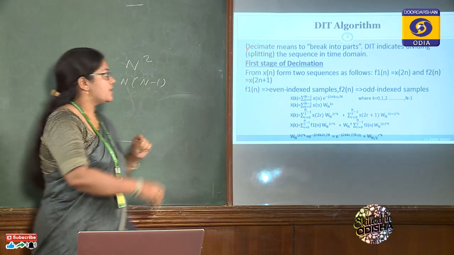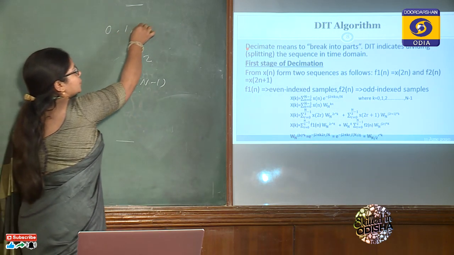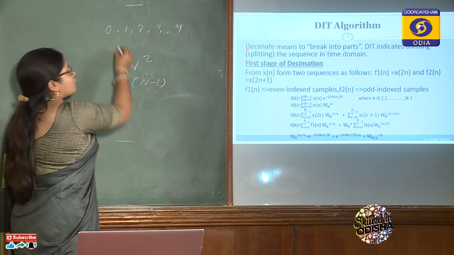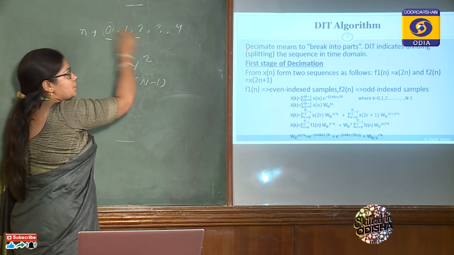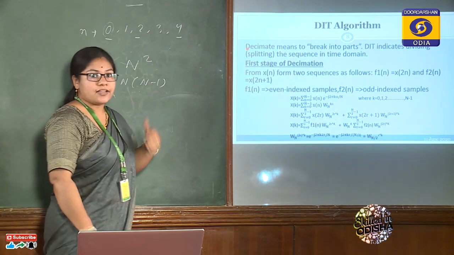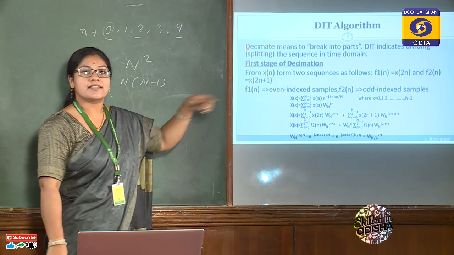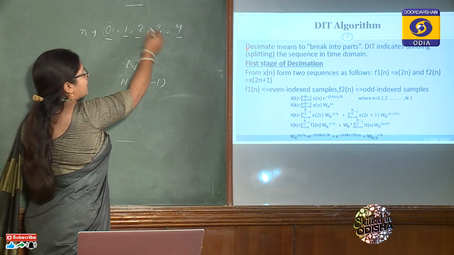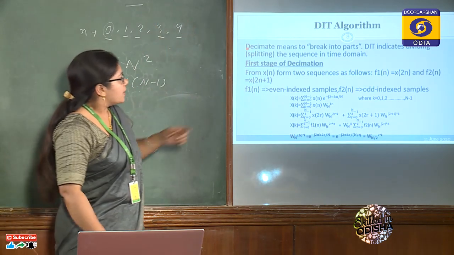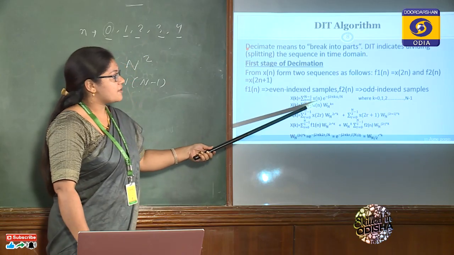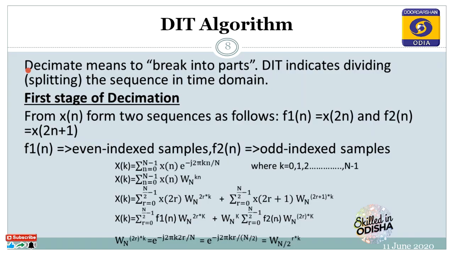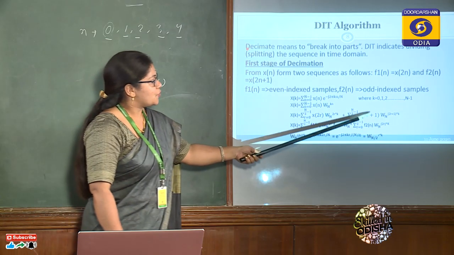Even, you understand, means suppose I have 0, 1, 2, 3, 4 like this. This is the time index n. Even means 0 is even, then position 2 is even, then position 4 is even. And if I take 2r plus 1, that means odd index samples, so I will take 1, then 3, then the next values. Now I have divided into 2. This is the basic equation of the DFT. In the DFT equation, instead of x of n, I have written 2 terms: x of 2r, then x of 2r plus 1.